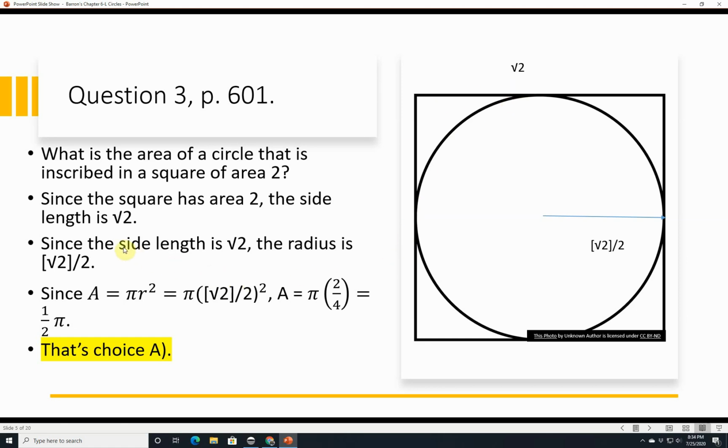All right, since the side length is square root of 2, the radius is square root of 2 over 2. Why? Because a side is this length, and we can see the radius is going to be half of that side length. So this is square root of 2 over 2. Since A is equal to pi r squared, it's equal to pi times square root of 2 over 2 squared, and that means the area is equal to pi times 2 over 4, because square root of 2 squared is 2, 2 squared is 4, which of course is just 1/2 pi, which is choice A.